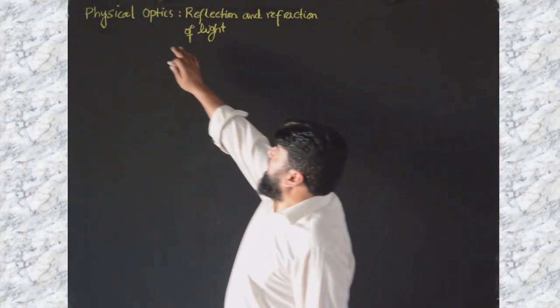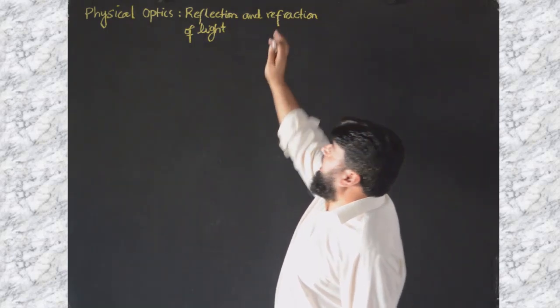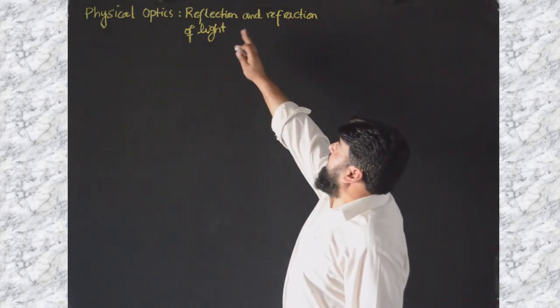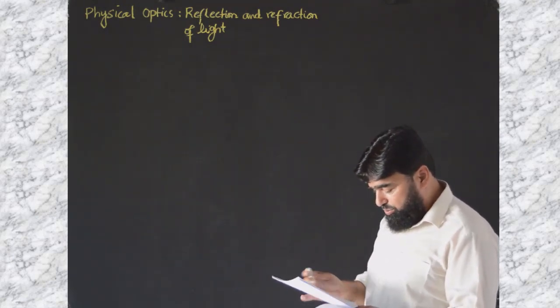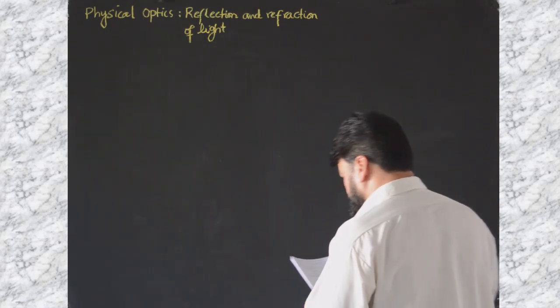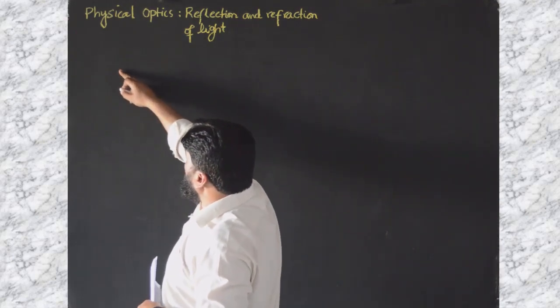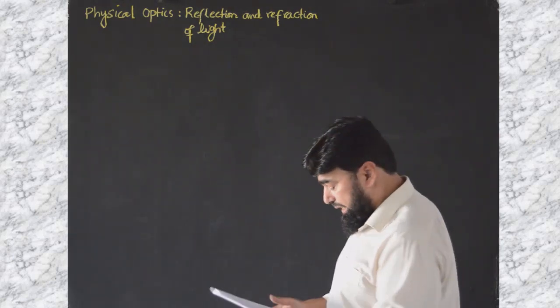In this video, we will now discuss, inside physical optics, the reflection and refraction of light. They come from the words reflect and refract. So what's the difference between them? We will have to discuss it. Now, when light comes from some source and it hits a surface, what will happen to that light?